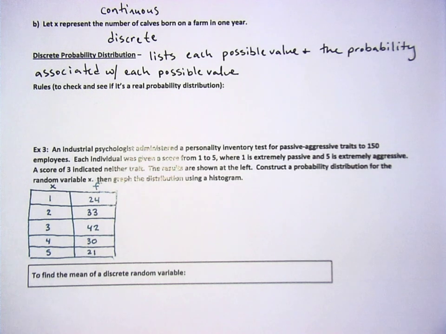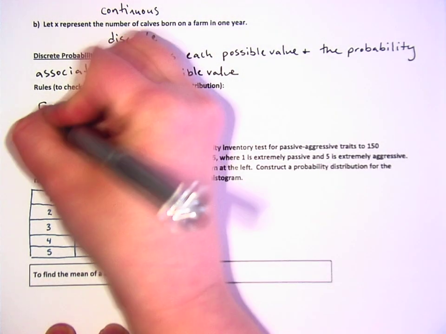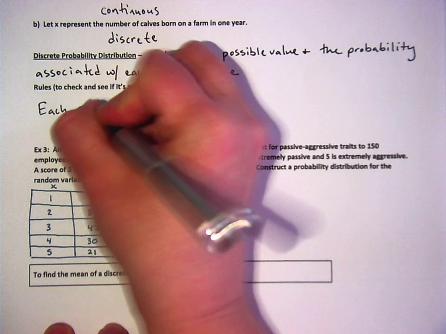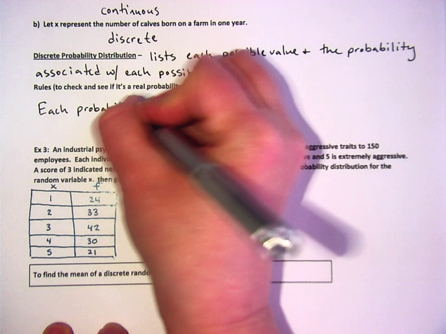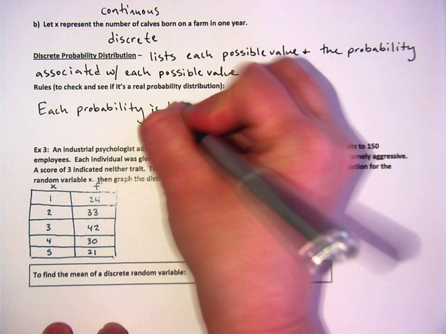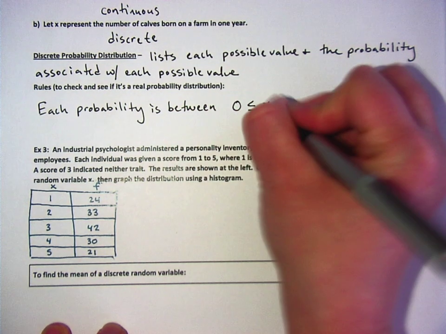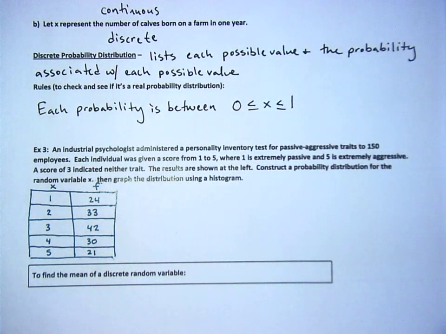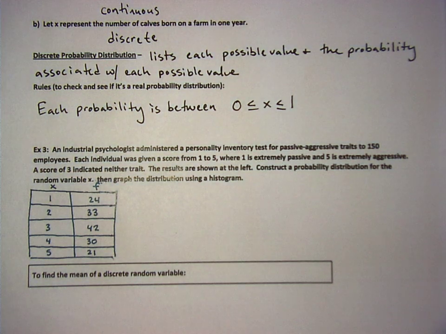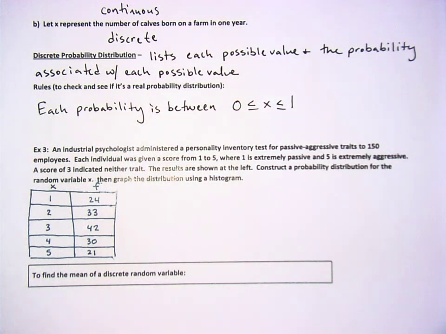So here are the rules to check and see if something is truly a discrete probability distribution. Each probability is between what and what, guys? 0 and 1. Good. You could have a probability that is 0, that's no chance of something happening, or 1, which is 100% chance of something happening. No negative probabilities are available. Nothing bigger than 1 is available.